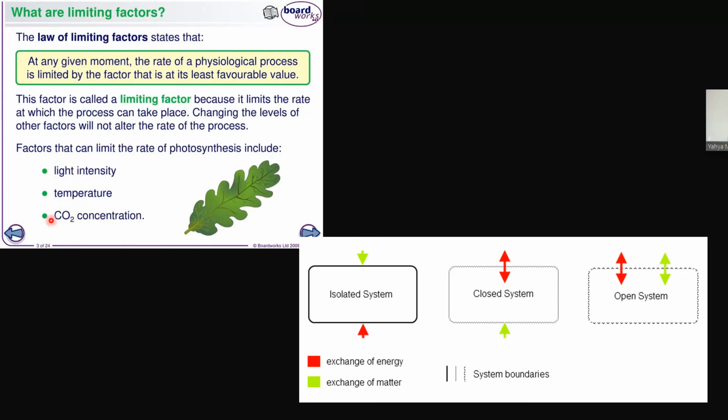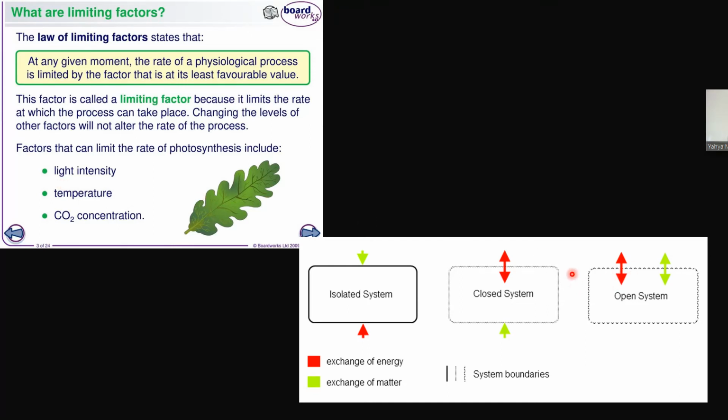There's still plenty of carbon dioxide left over that could be used. It's ready to be used, but you need a little bit more light to use this carbon dioxide. So light is the limiting factor there. Now, this is an example.